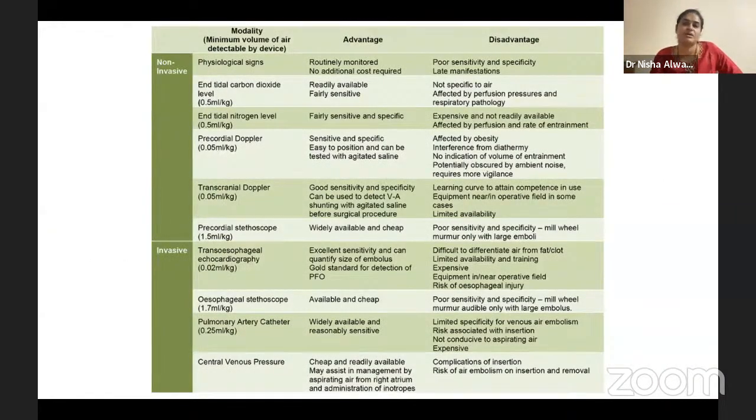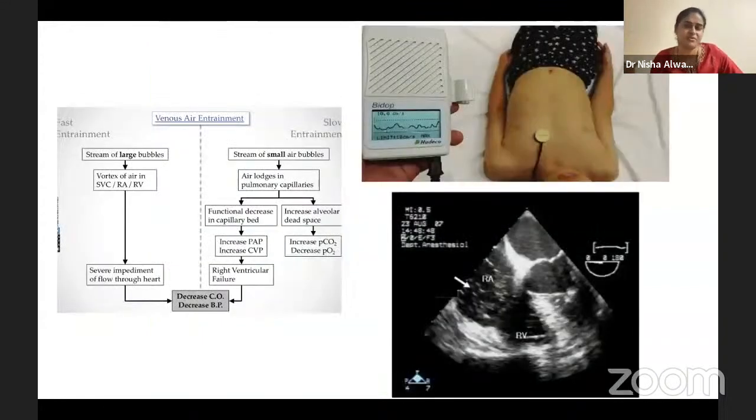There are a lot of modalities to monitor the risk or the presence of venous air embolism. One is the end-tidal carbon dioxide, which is easily available to us. A non-invasive method, which is very sensitive and even picks up 0.05 ml per kg, is the precordial Doppler. And the other most important is transesophageal echocardiography, which is invasive. So no single monitor is useful. We need multiple monitors to help us make a decision of venous air embolism.